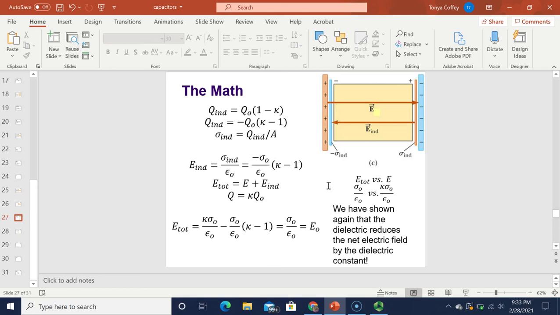So what does this all mean? Well, yet again, if you look at our total electric field versus the applied electric field, which is between the plates of the capacitor, E total versus E, you can see that the dielectric reduces the net electric field by the dielectric constant. So our total electric field was sigma naught over epsilon naught, and the electric field due to the metal plates of the capacitor was kappa sigma naught over epsilon naught, so that's still lower by that factor of kappa. So that's still true. Dielectrics reduce the net electric field by the factor of the dielectric constant.